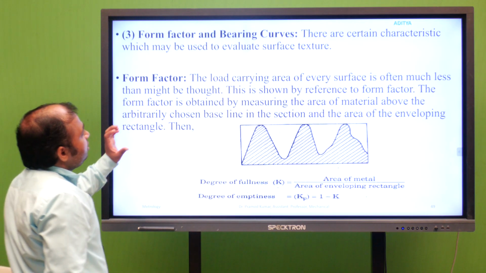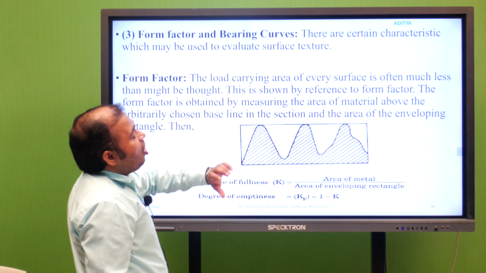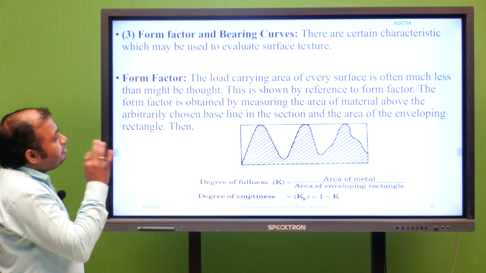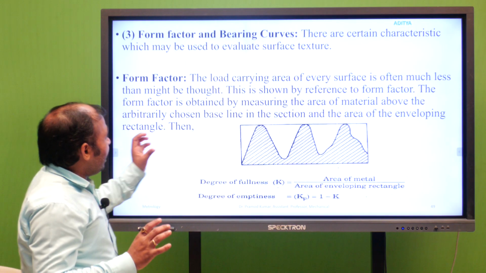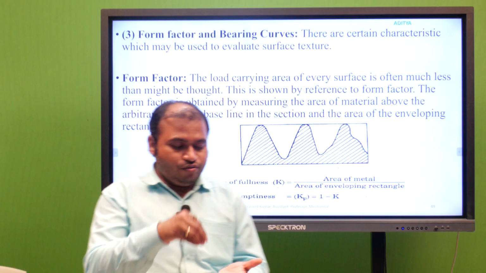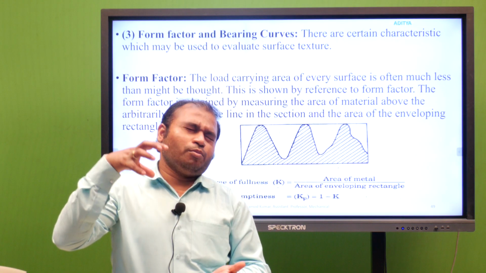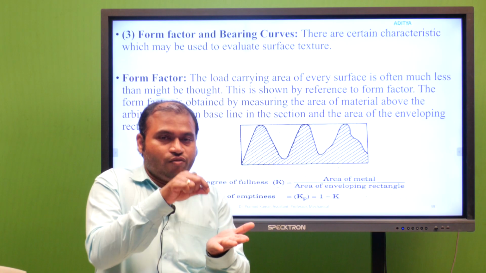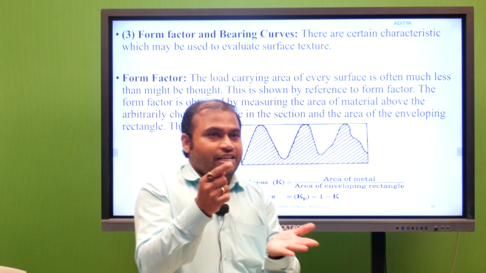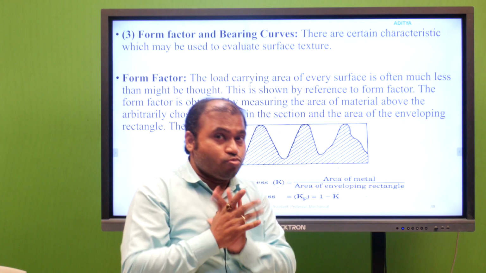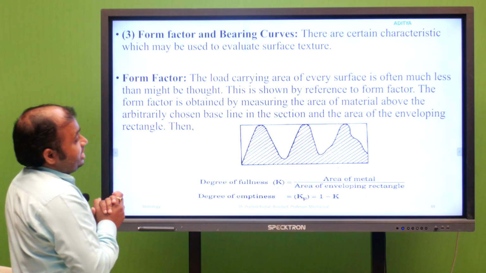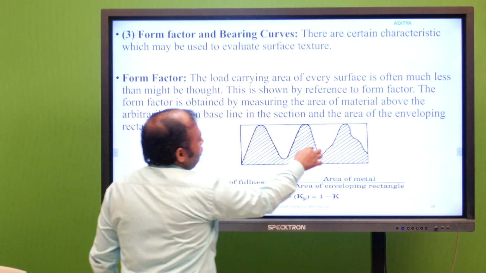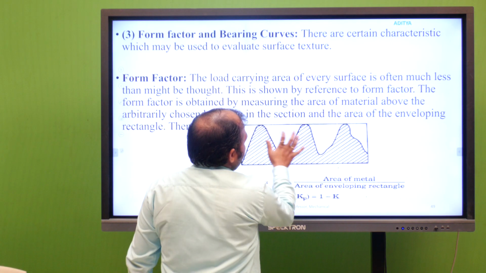Form factor: the load carrying area of every surface is often much less than might be thought. When you apply the load, suppose I am taking machining only, that is the tool is in contact with the workpiece, so the load contact area will be very small, right? So much less. This can be shown by the reference line, the form factor. You can see this is the load contact area, this part, right?